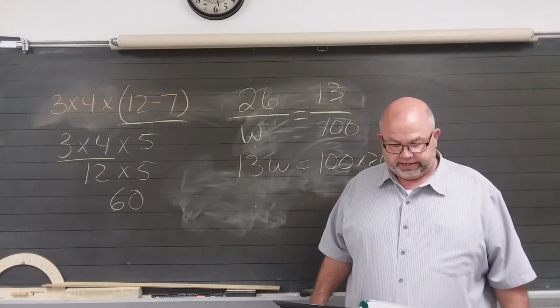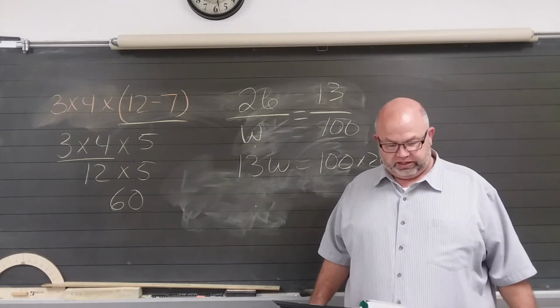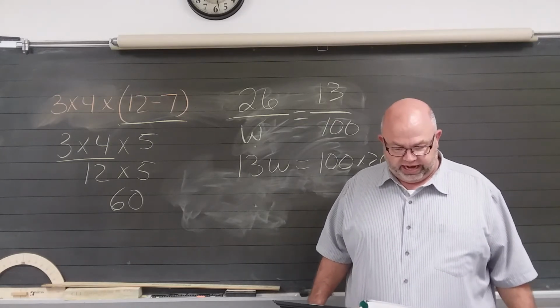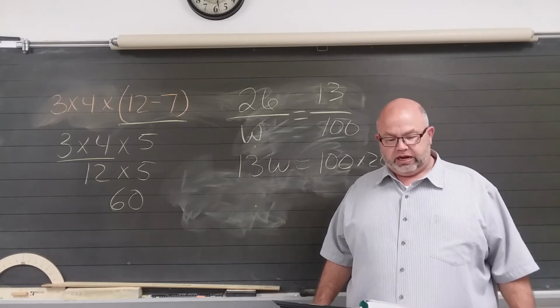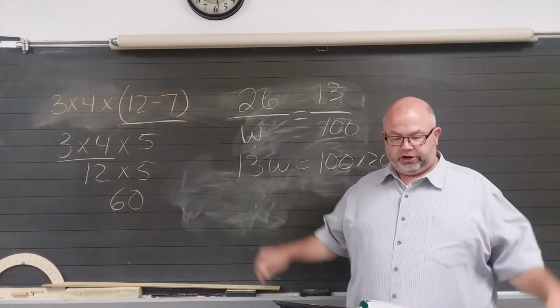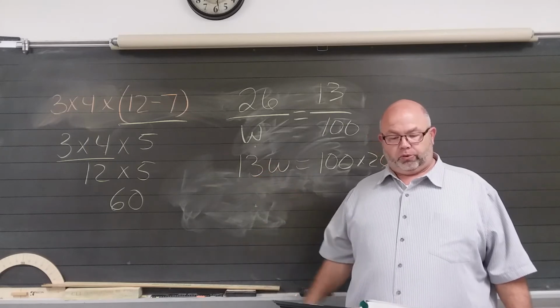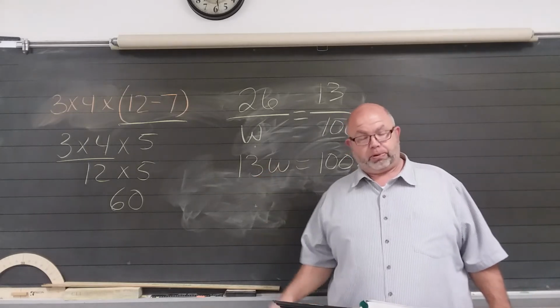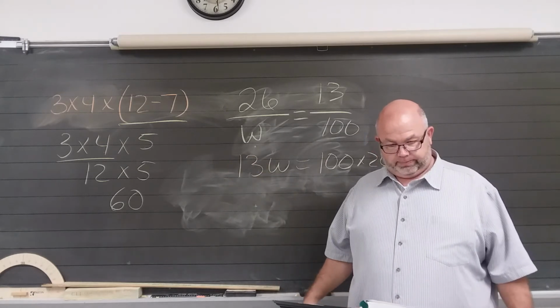Number 9, greatest common factor, least common multiple. It's been a little bit since we did these. The greatest common factor is 30. The least common multiple is 60. Greatest common factor is the largest number that both 30 and 60 can be divided by evenly. The least common multiple is the lowest number that both 30 and 60 can go into evenly. All right?